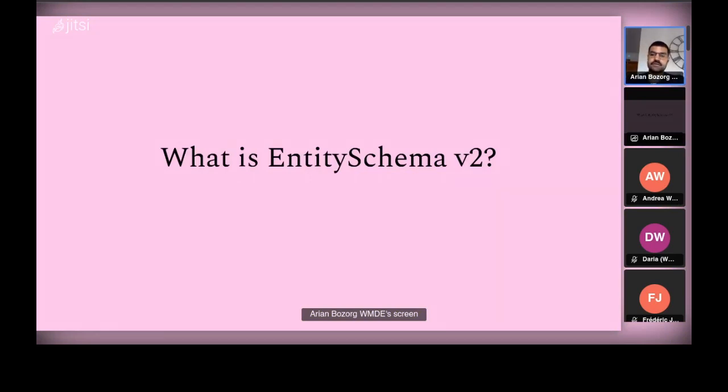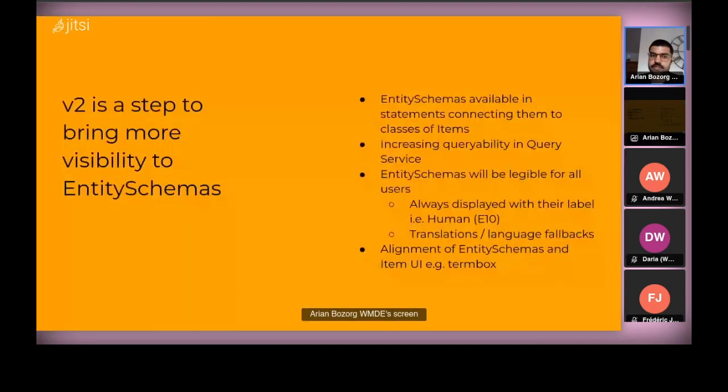What is Entity Schema version 2? This is what we've been working on for the last year, and let's take a look at what we've been building and what we're working towards. Version 2 is a step to bring more visibility to entity schemas, and we're doing this in a number of ways. Where entity schemas are available in statements, we're going to be making them available in statements, connecting them to classes of items so people can see what entity schema is governing a class of items. This will also help with queryability in the query service.